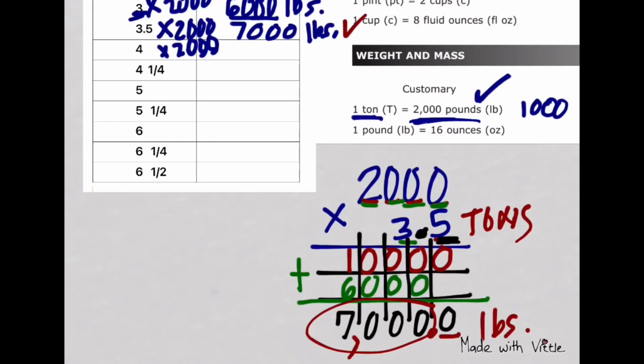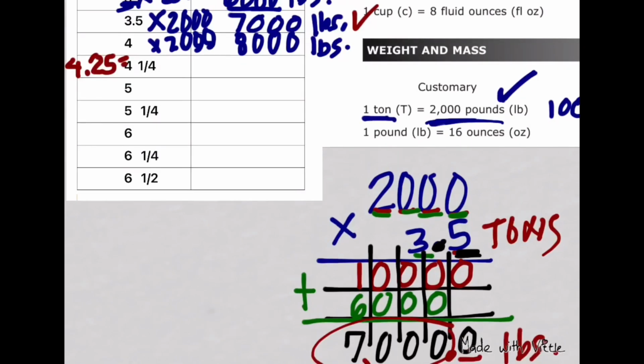4 tons times 2,000 is going to be 8,000 pounds. Now 4 and 1/4 tons, that is also the same thing as 4.25. So the number you're going to multiply by your 2,000 can be that 4 and 1/4 or the decimal form of 4 and 1/4, which is 4.25.